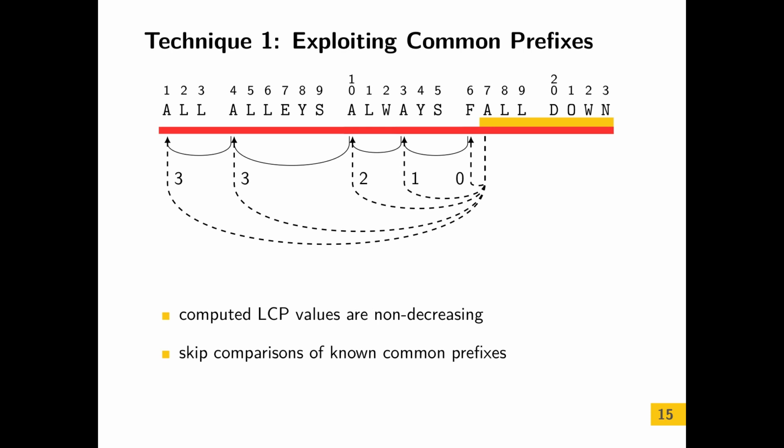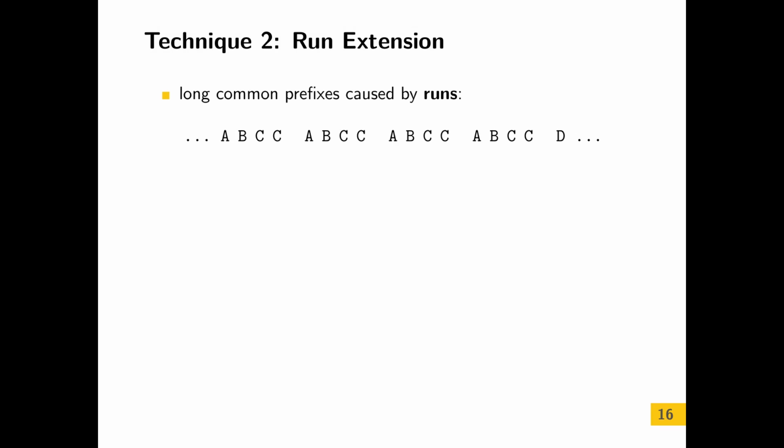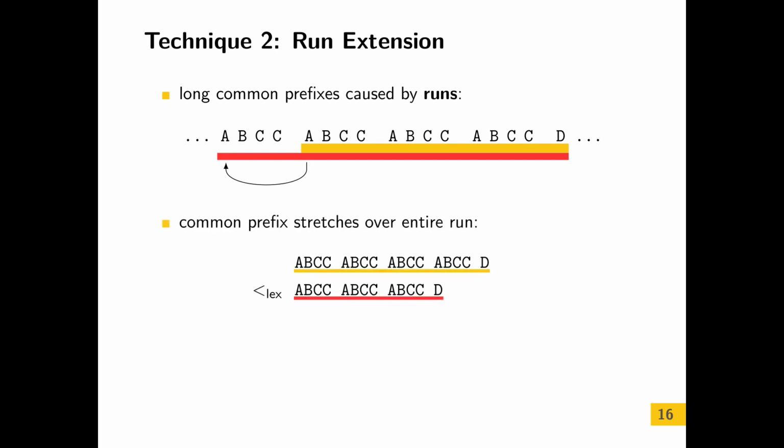This motivates the second technique that I want to show. Oftentimes, long common prefixes are caused by so-called runs in the input string. Here we see an example of a run. The substring ABCC repeats itself 4 times. During the execution of our algorithm, we will lexicographically compare the suffixes starting at the first and second repetition of the substring ABCC. It is easy to see that the shared prefix between these suffixes extends all the way to the end of the run. The length of the shared prefix is 12. While this makes the suffix comparison very expensive, we once again gained important structural information about the string.